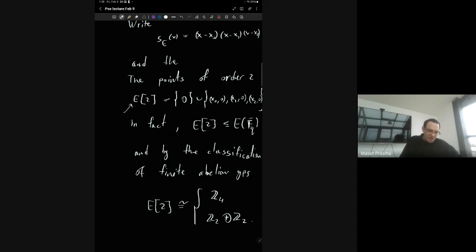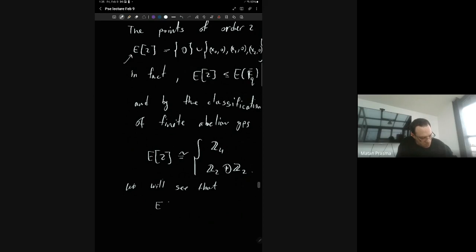Okay, and in fact, we will see that E2 is the latter, always isomorphic to this group. This is called, by the way, the Klein group.